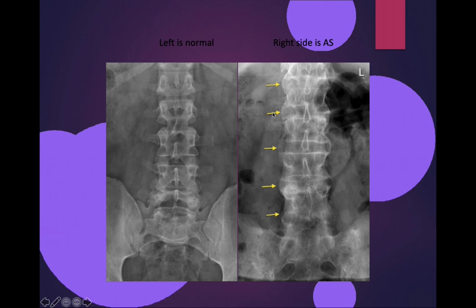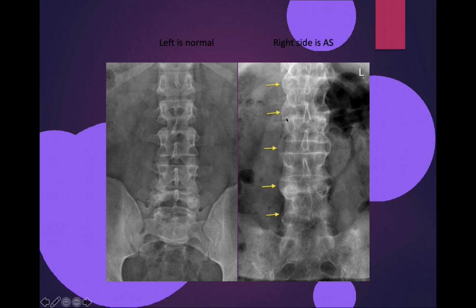When you look here, we can see this type of bowing. They call this a bamboo spine, right? It's fusion on the sides. You can see this calcification, the spurring and calcification and fibrosis. So this is going to be very, very stiff.